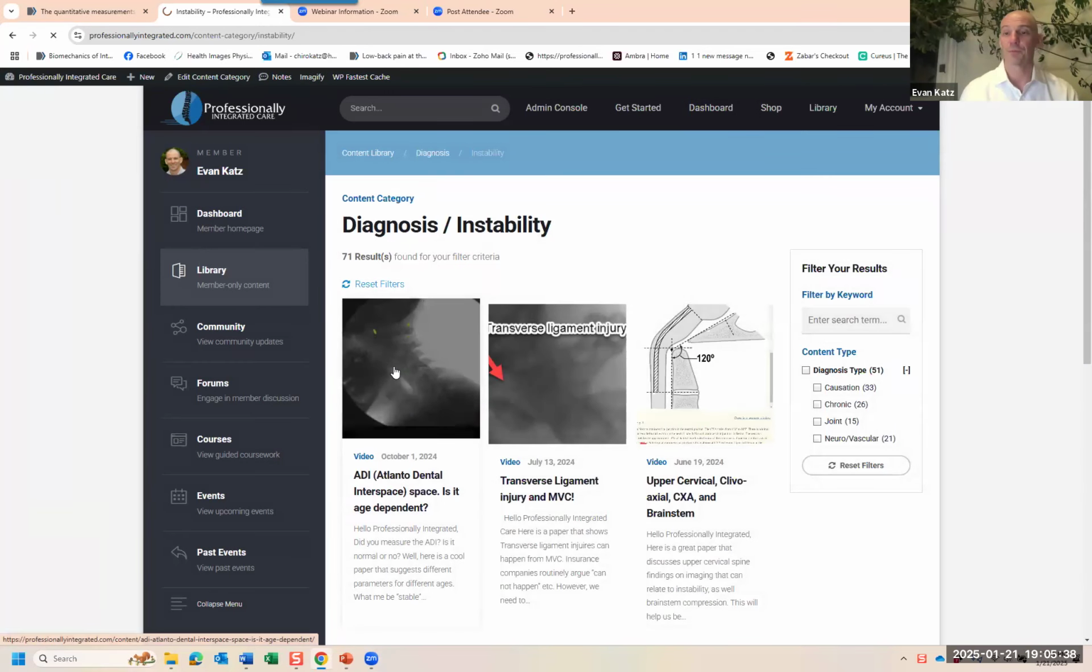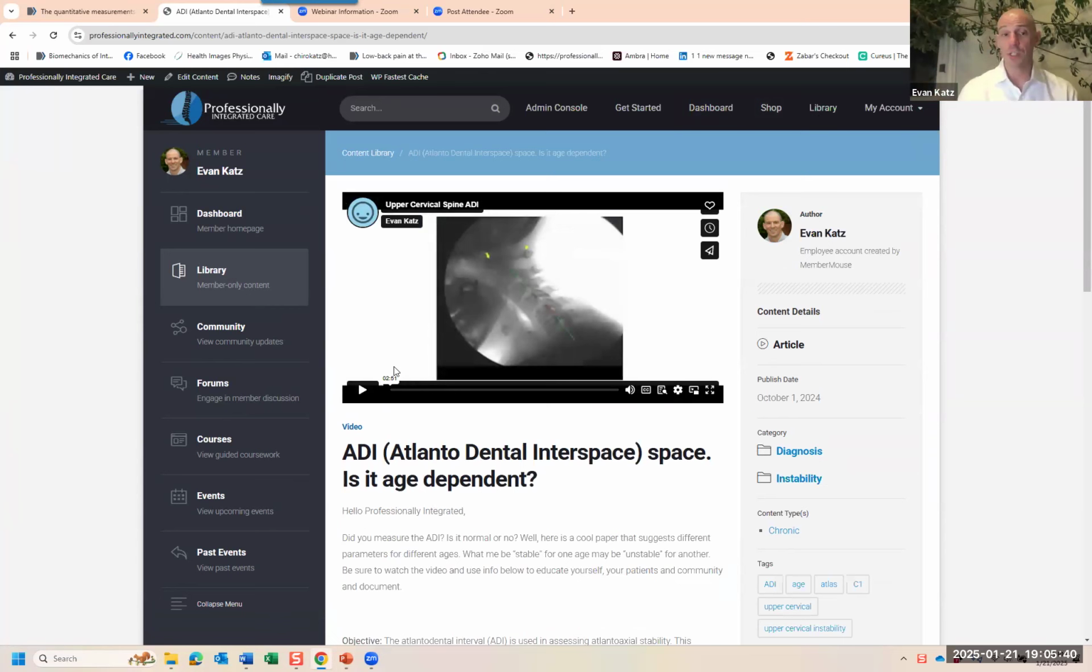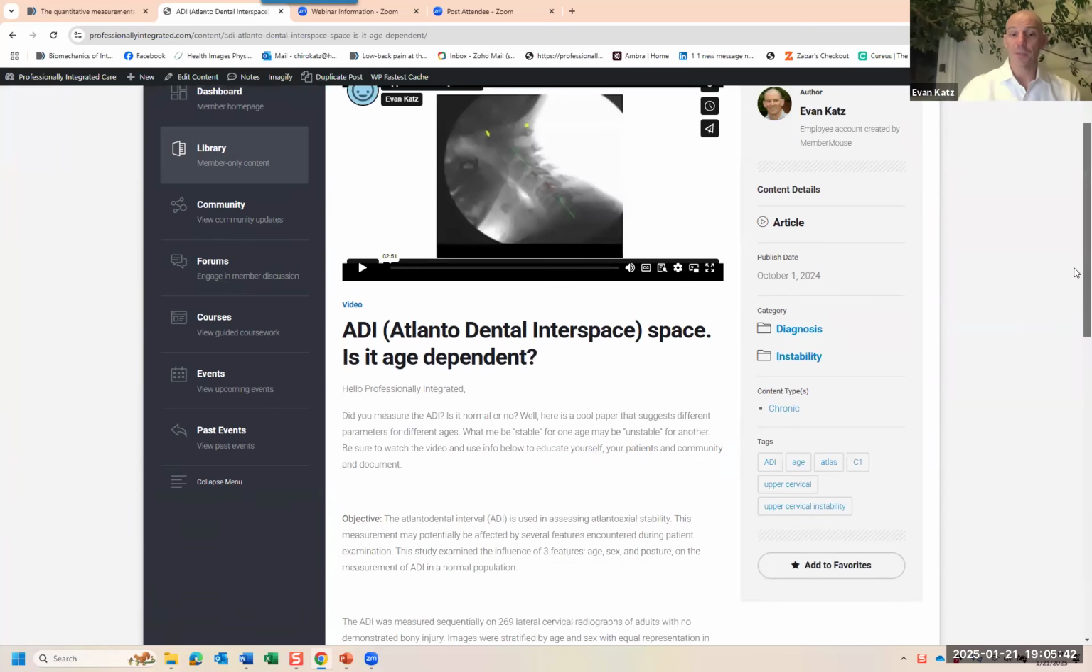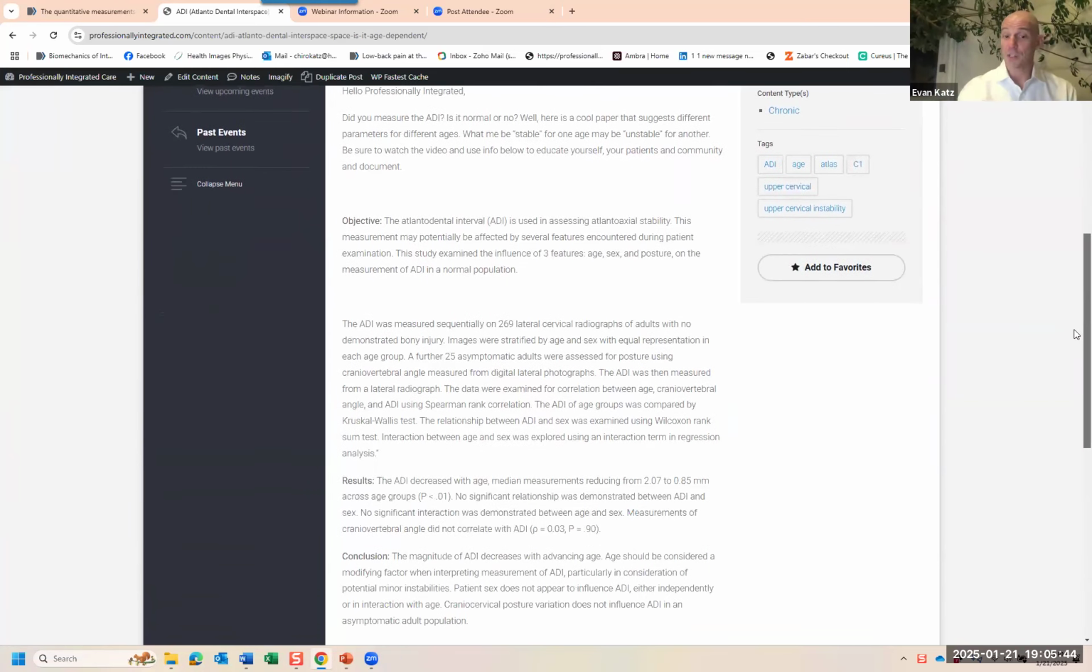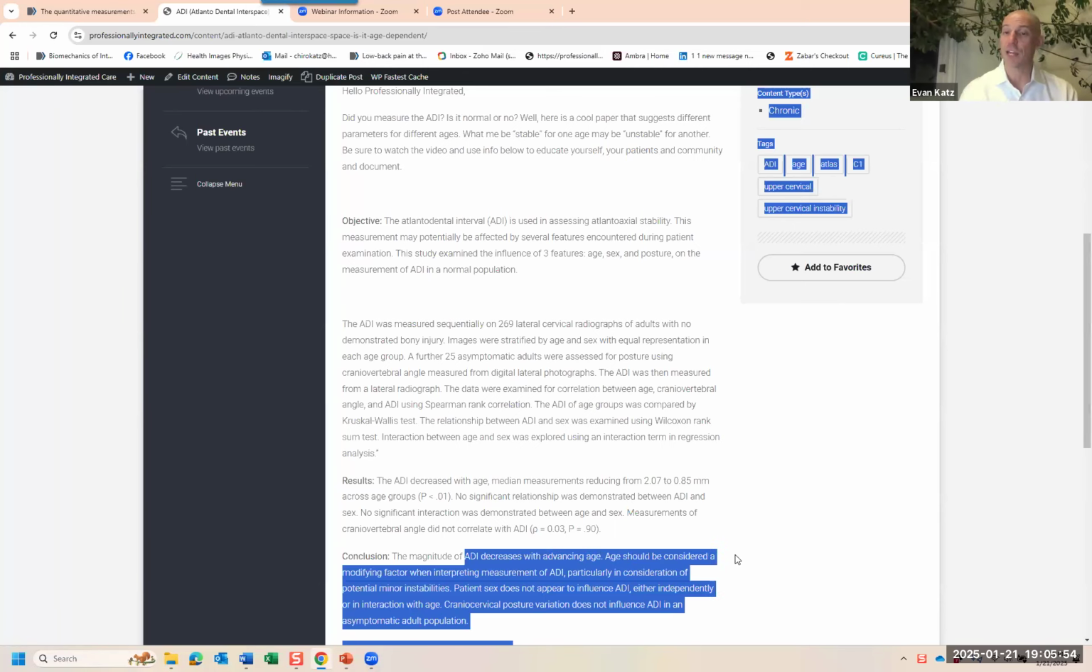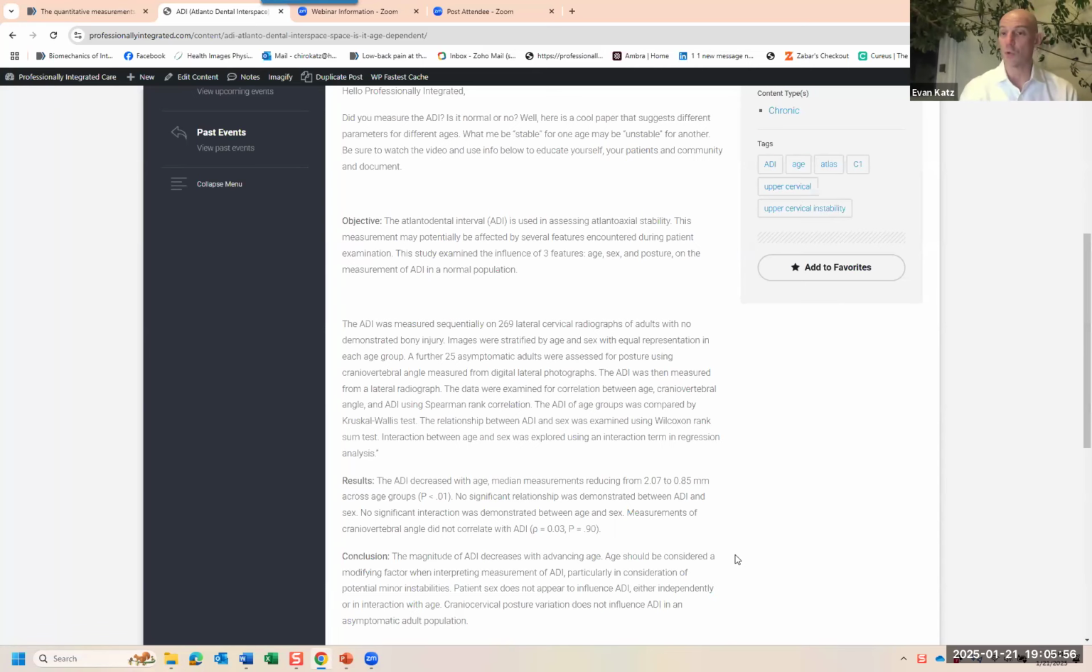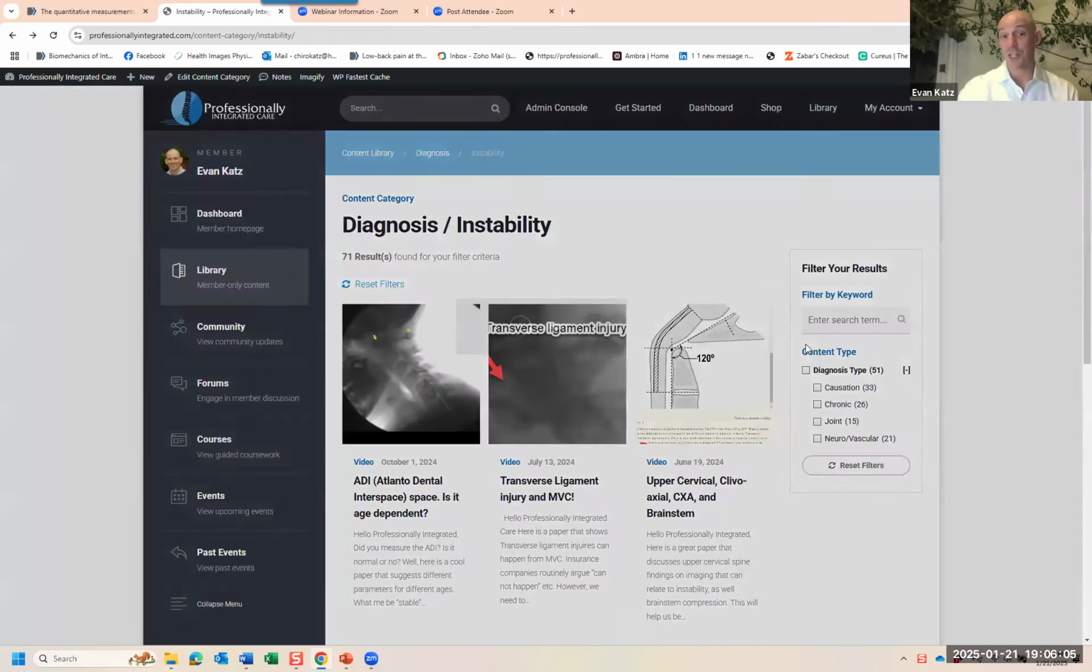Look, ADI space. You can type in ADI, transverse ligament. Is it age dependent? And in some ways, it actually is. The older they get, the less space they should have. That's a whole other thing I'm going to do a webinar on here. But the magnitude of ADI decreases with advanced age. So if you get someone at 50 years old, 60 years old with 2.5 millimeters, that might be instability as opposed to 3.5, right? Science keeps changing. That's the beauty of it.